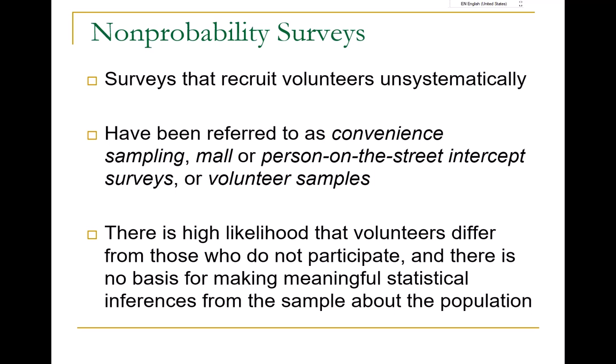Non-probability surveys, unlike probability-based surveys, do not rely on random sampling to select participants. Instead, they often use convenience sampling, where participants are selected based on their availability or willingness to volunteer. Common examples include mall intercept surveys or online volunteer panels. While these surveys can be faster and cheaper to administer, they are prone to bias since participants may differ significantly from those who did not participate. As a result, non-probability surveys cannot provide reliable estimates of population characteristics, limiting their use in making generalizations about the population.